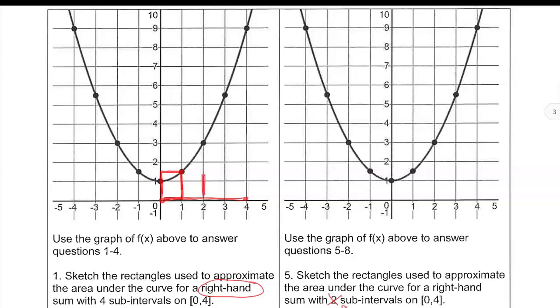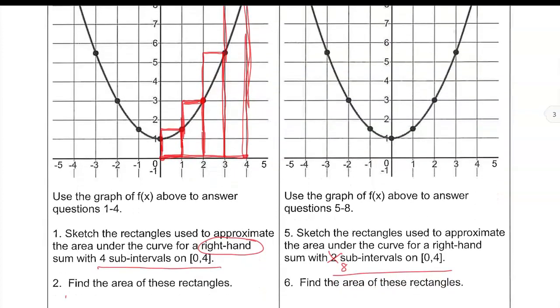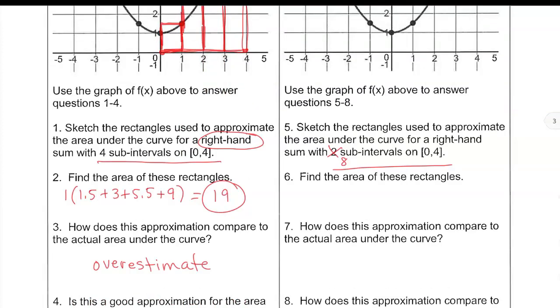The next rectangle is going to raise up till it hits this point on the curve and it will stop. The third rectangle goes all the way up to 5.5. And the last rectangle goes all the way up to 9. You know how to find area here, so we'll factor out 1 as our width, and it'll be 1.5 plus 3 plus 5.5 plus 9. So you should be getting 19 for that area. Can you designate this approximation as an underestimate or overestimate? Can you tell me if this is a good approximation?